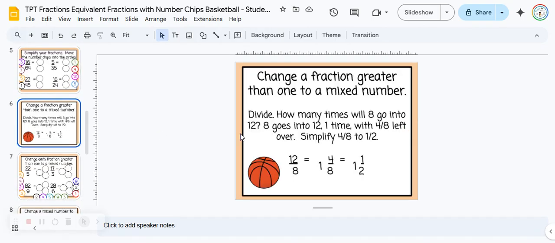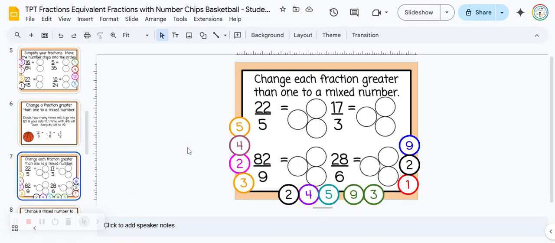Slide 6 shows students how to change a fraction that's greater than 1 to a mixed number. So they're just going to divide. 8 goes into 12 one time with 4 left over. Now they have this 4/8, they need to simplify it to 1/2. So they're going to be doing that on the next slide.